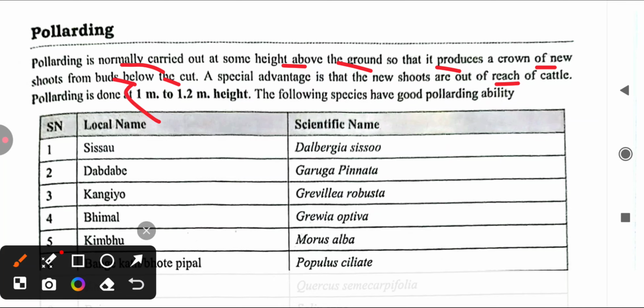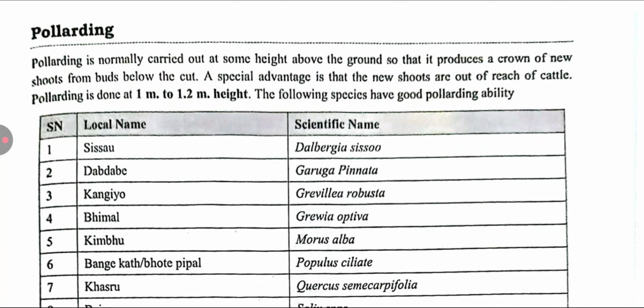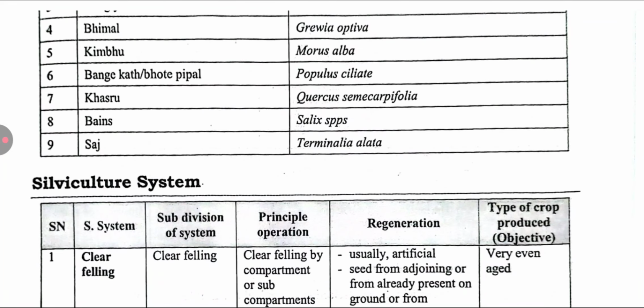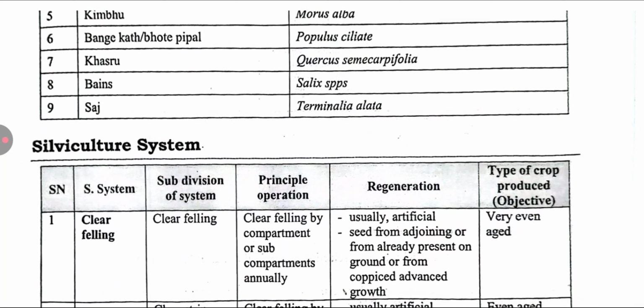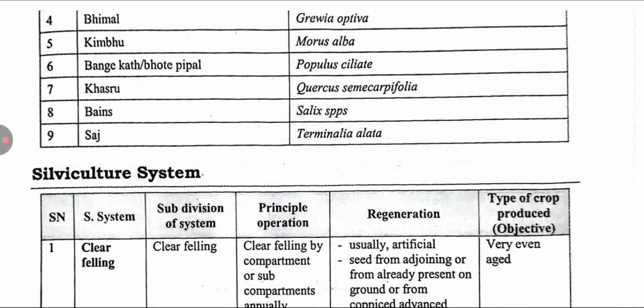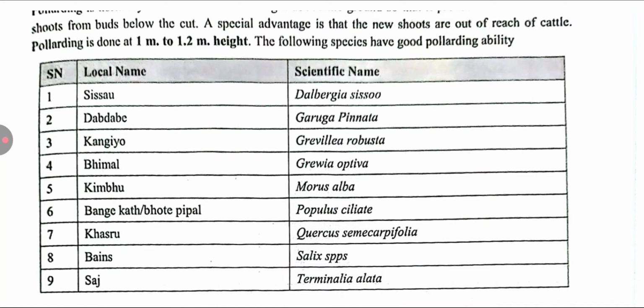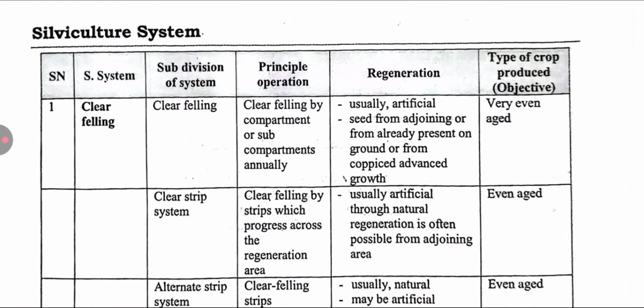Pollarding is done at 1 to 1.2 meters height. The following species have good pollarding ability: सिसौँ, सिसौँ देवदार, सिसौँ दबदबे, काङ्यो, भिमल, किम्बु, बाङ्गेकाठ, खस्रु, बैंस and saz have good pollarding power.